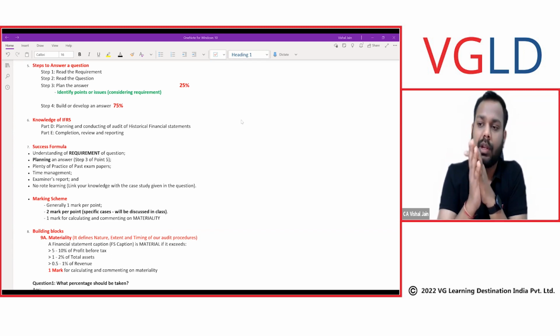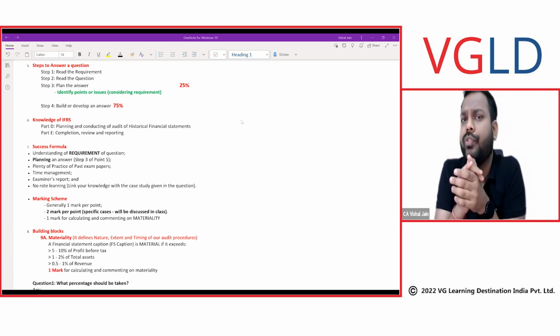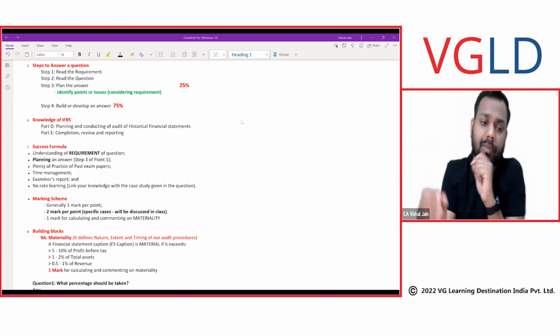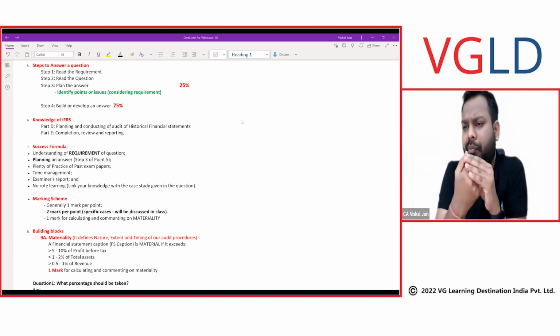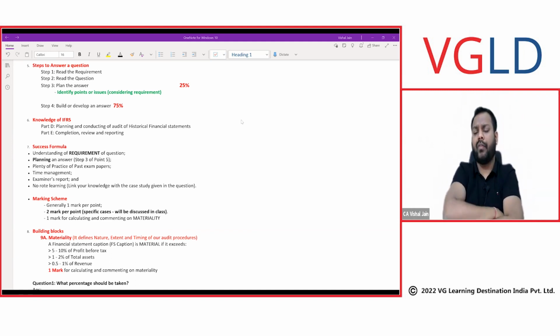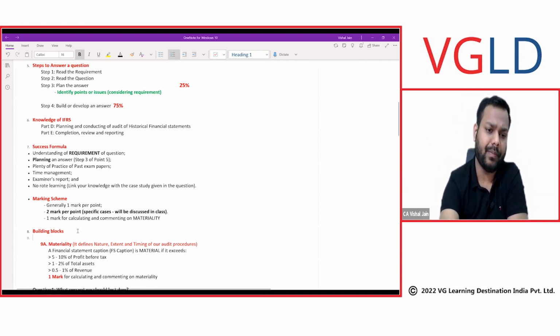Okay, now. Coming to building blocks, a few important points, the knowledge of which will be required throughout our syllabus. Okay, now first is materiality. Can anyone tell me what is the meaning of materiality? What do you understand by the term materiality? And why do we find materiality? Don't look at the screen, just apply your knowledge and tell me, what do you understand by the term materiality?